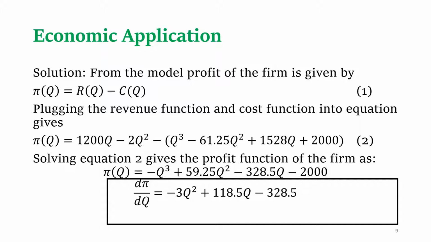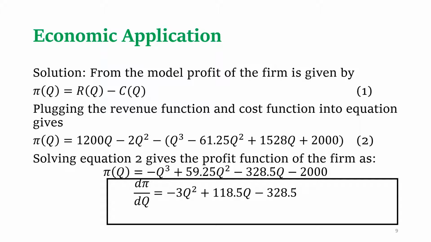1 from 2 is just 1, right? So the q becomes q to the power 1. Got it? Q to the power 1. But we don't say q to the power 1 because q to the power 1 is the same as q, right? We just say q. Okay.